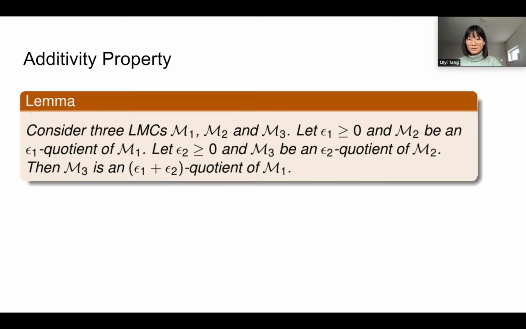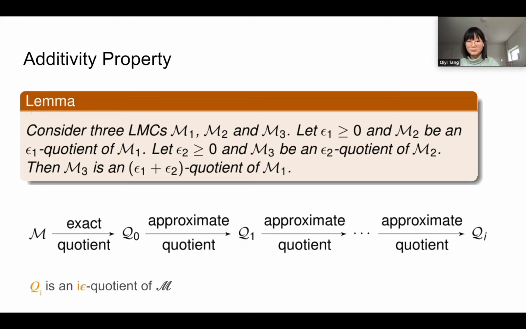And the second property is this additivity property. Consider three LMCs, M1, M2, and M3. M2 is an epsilon 1 quotient of M1, and M3 is an epsilon 2 quotient of M2. Then we have that M3 is an epsilon 1 plus epsilon 2 quotient of M1. So this additivity lemma could be applied as our minimization algorithm, which will be introduced later, successively computes a sequence of approximate quotients.